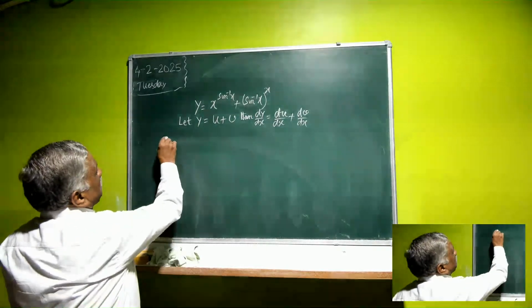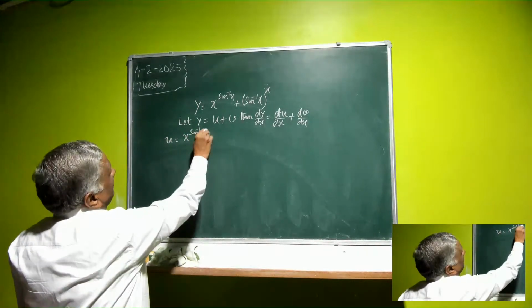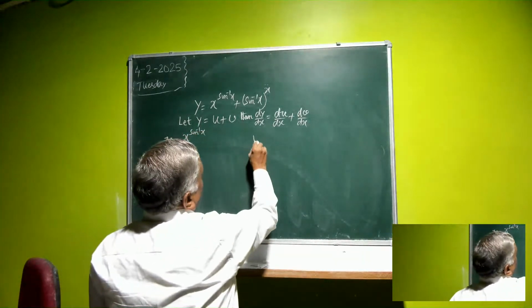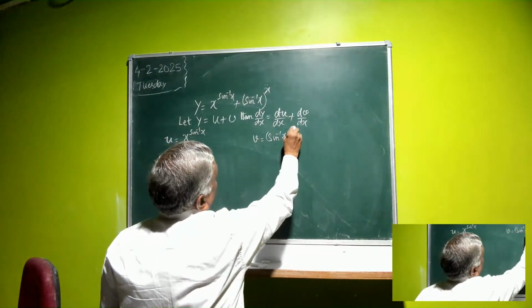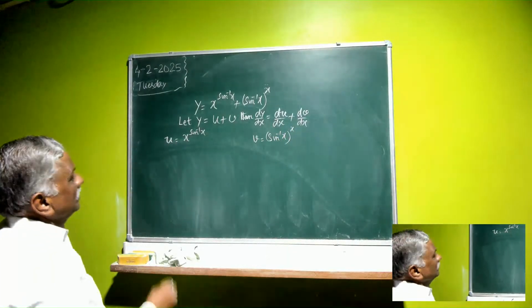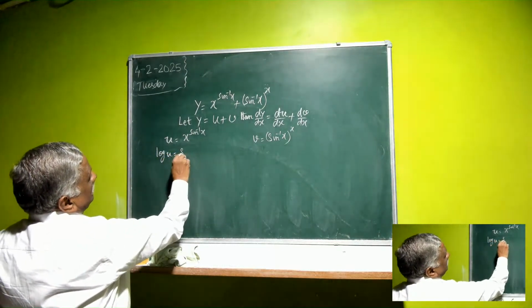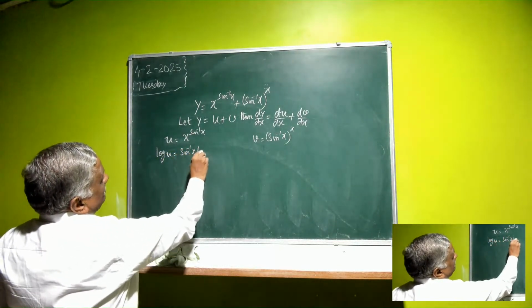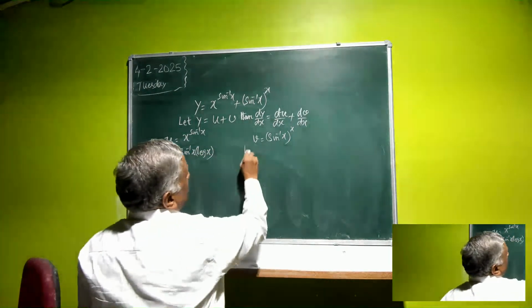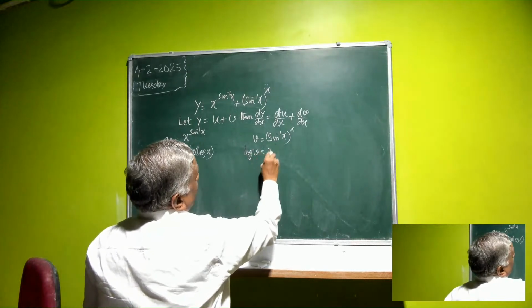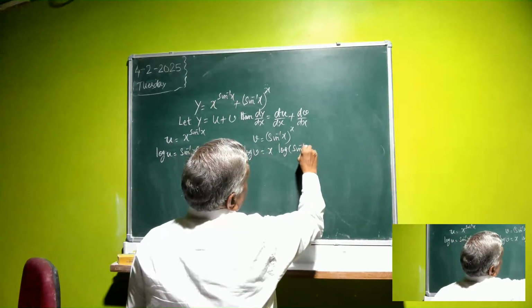Now, what is u? X to the power of sin inverse x. What is your v? Sin inverse x to the power of x. So take log u, which is sin inverse x into log x. Here log v is x into log of sin inverse x.